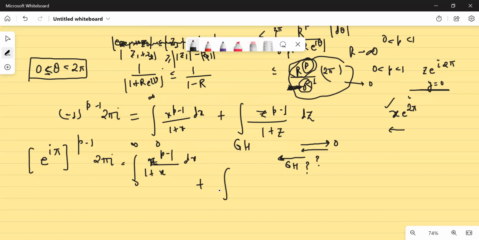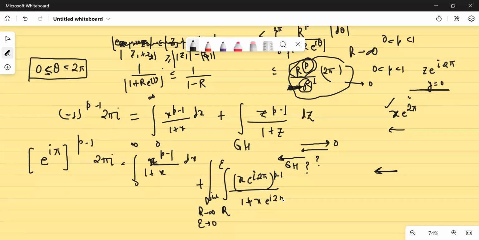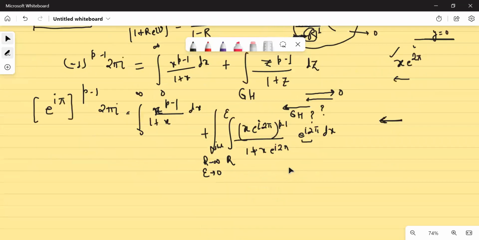Second integral along GH is, if I'm not wrong, r to epsilon, and I will write limit r tends to infinite and epsilon tends to 0. So I'm moving from r to epsilon, so inward. And here I would write x e to the power iota 2 pi raised to power p minus 1, then I have 1 plus x into e to the power iota 2 pi. Then along dz, I would write e to the power iota 2 pi and then dx. Is that clear? Understand my point that e to the power iota 2 pi is 1, so I'm not going to write it any further. I'll write simply 1 here.